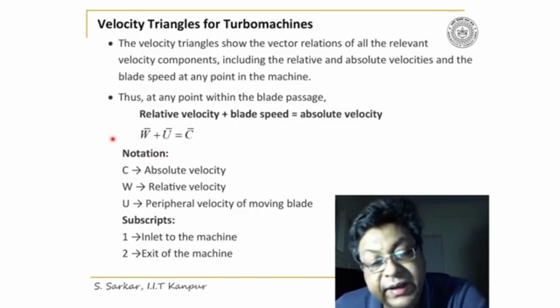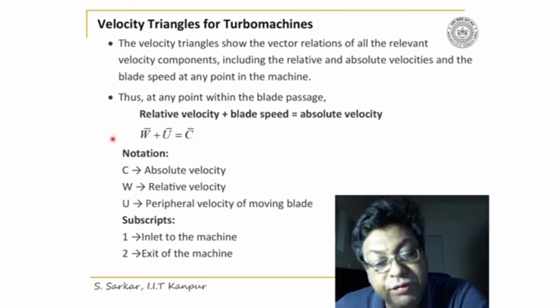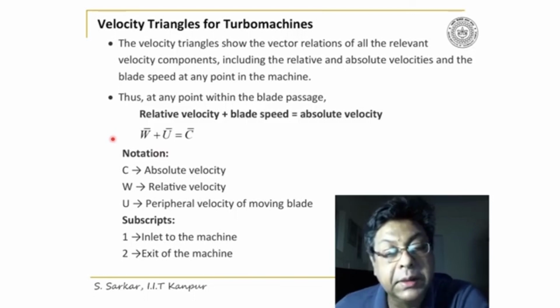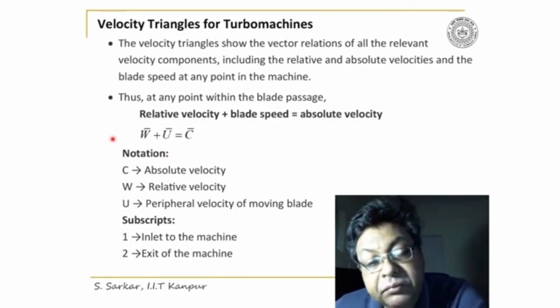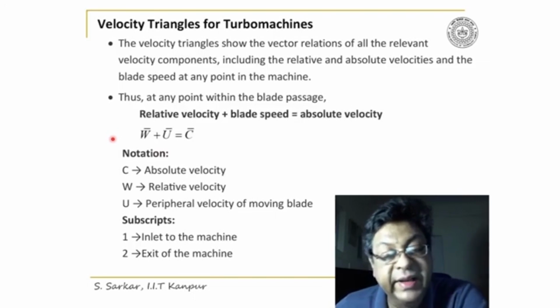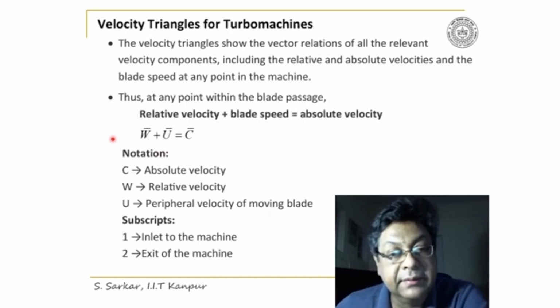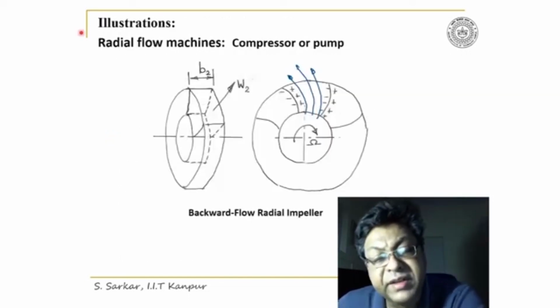Now our notation is that C would always be used for absolute velocity, W will be used for relative velocity from now onwards, U is the peripheral blade speed, 1 would be used at inlet to the impeller, and 2 will be exit from the impeller. I'll give some examples illustrating the use of velocity triangles for radial and axial flow machines.